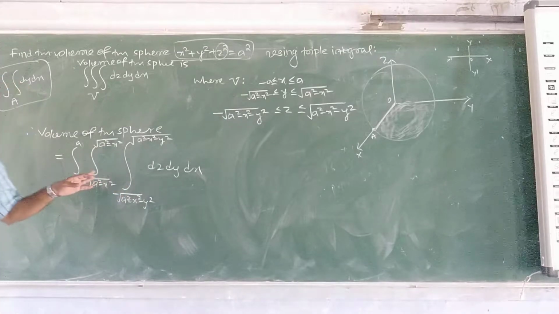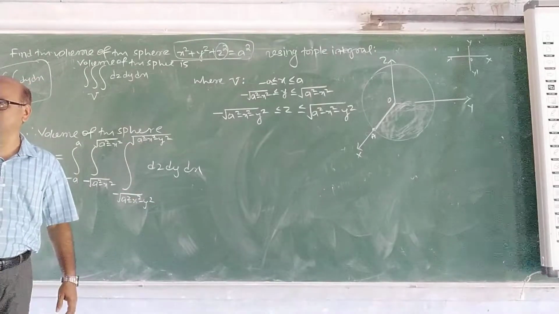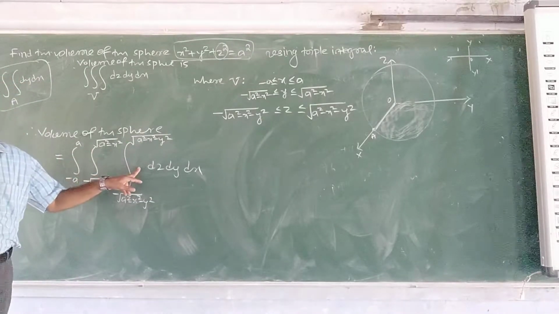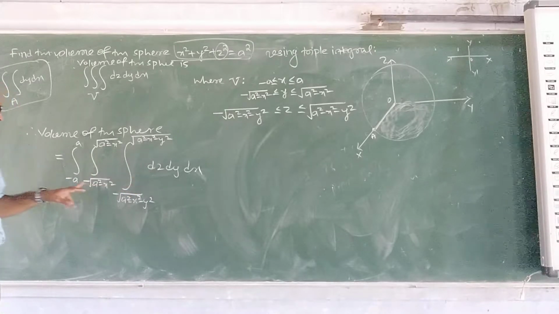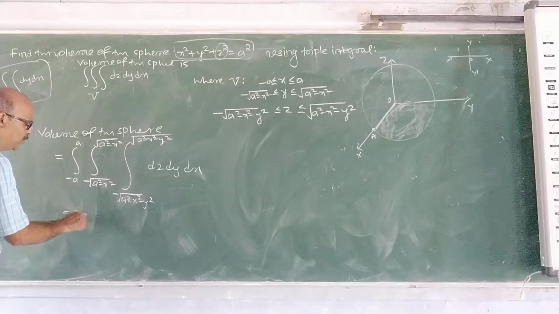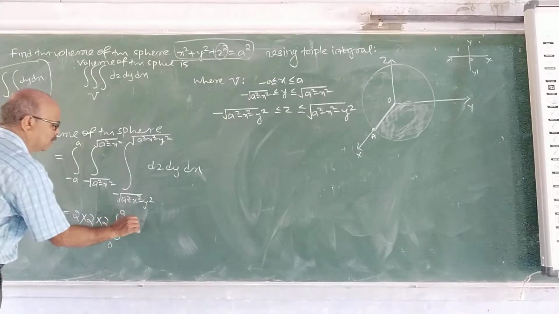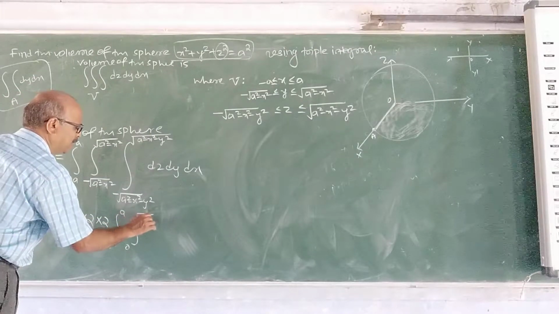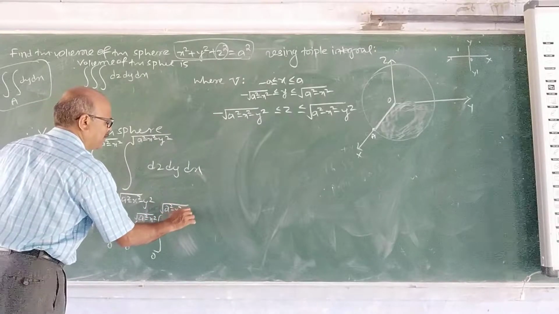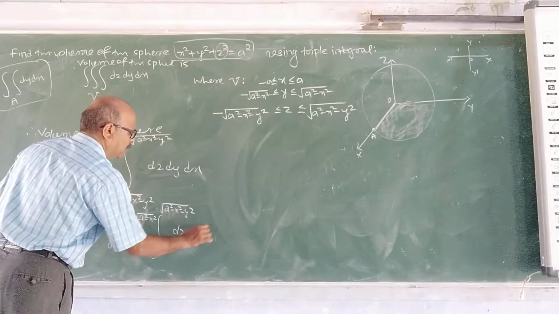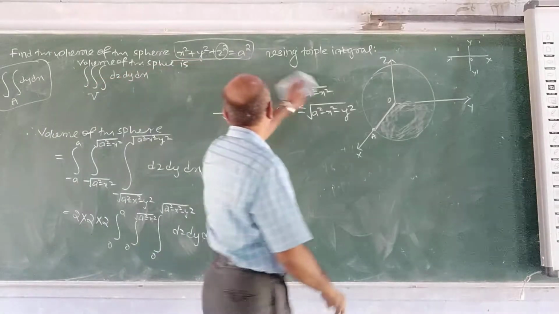Now we use properties. How to evaluate a triple integral? Using the triple integral as repeated single integrals. What is minus a to a? Since this function is 1, a constant, we take it as an even function. Minus a to a is written as 2 into 0 to a. Again this is 2. Therefore 2 into 0 to a, 0 to root a square minus x square, 0 to root a square minus x square minus y square, dz dy dx. We have to evaluate this.